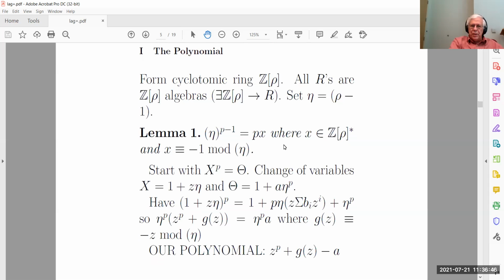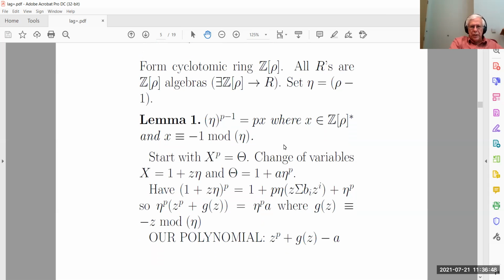All right, so let me tell you what the polynomial actually is. For the moment, we're going to take the cyclotomic ring, Z[rho]. Rho is the pth root of unity. All rings, commutative rings in this talk, well, in this first section of the talk, will be Z-algebras, which merely means that there's a homomorphism from Z to the ring R.